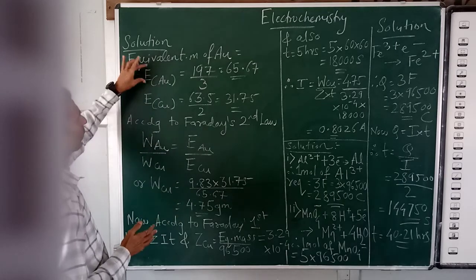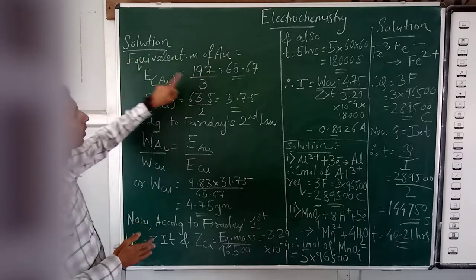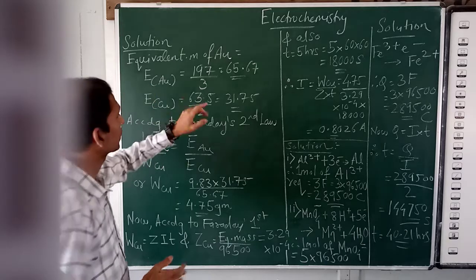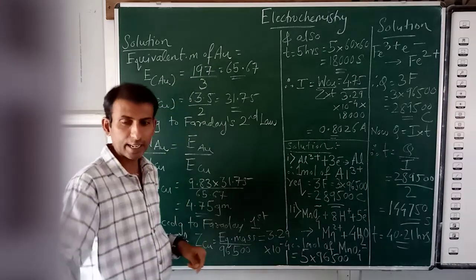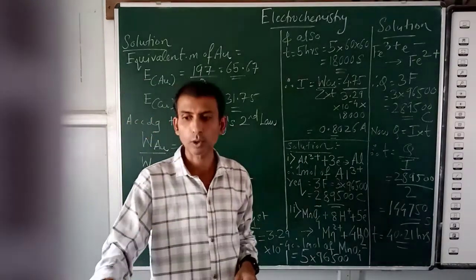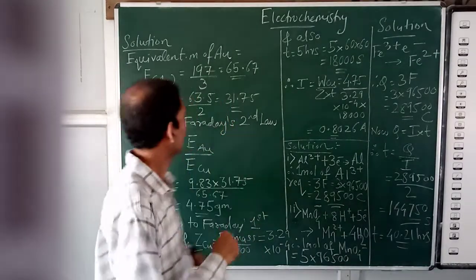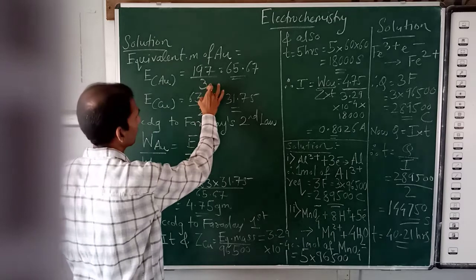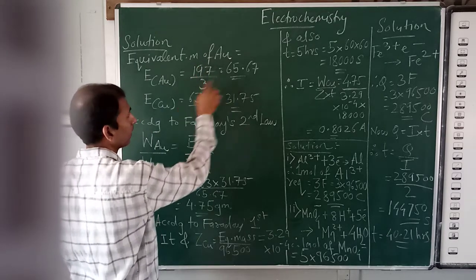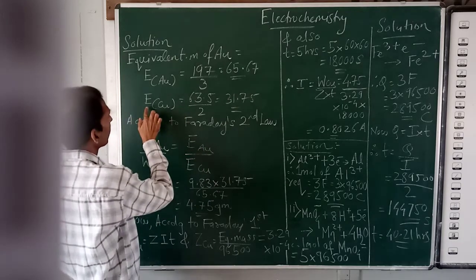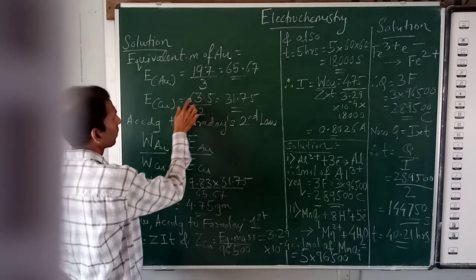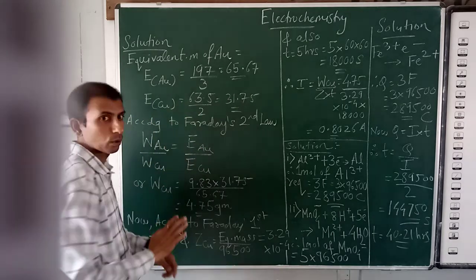How we can calculate equivalent mass of gold? Atomic mass of gold is 197 divided by its valency. The valency is given in the question, it is +3. What valency of gold is given? +3. So 197 divided by valency, meaning atomic mass divided by valency, you will get the equivalent mass of gold. Similarly, equivalent mass of copper will be equal to atomic mass of copper divided by 2.